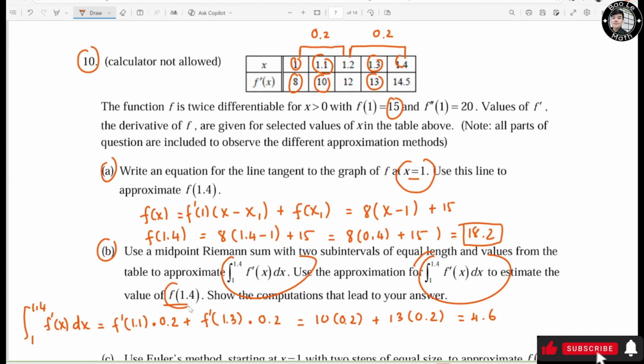Now to calculate f of 1.4, we're going to use the fundamental theorem of calculus, right? So f of 1.4 equals the initial value, which is f of 1 right here, plus the integral from 1 to 1.4 of f prime of s ds. So it could be 15 plus 4.6, it's going to be 19.6.